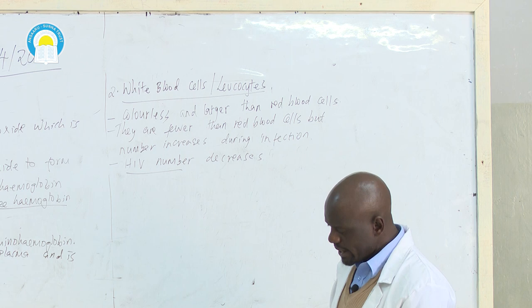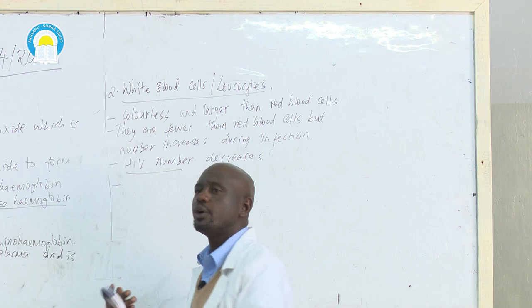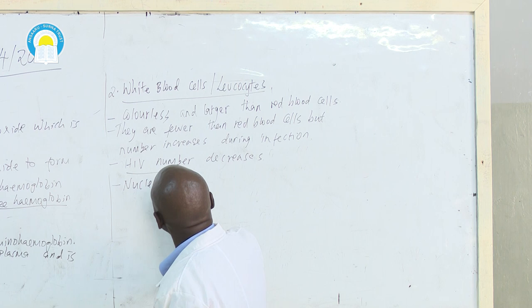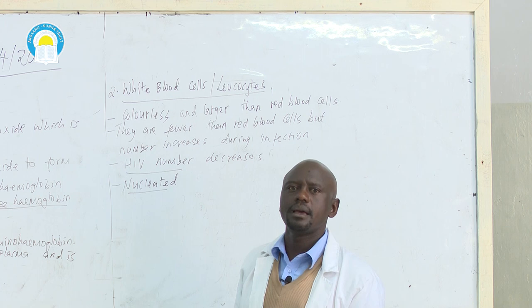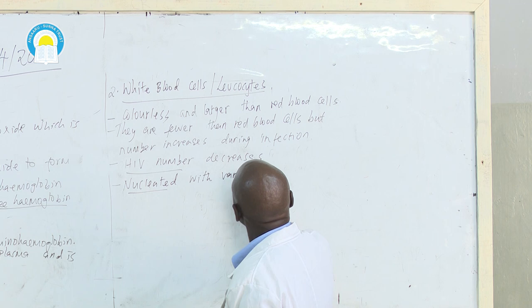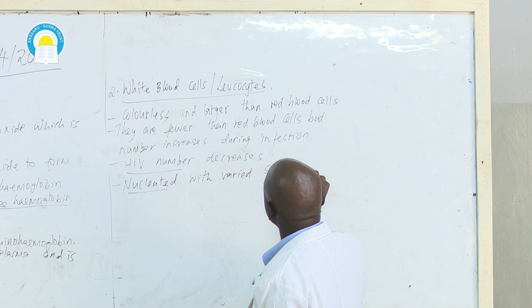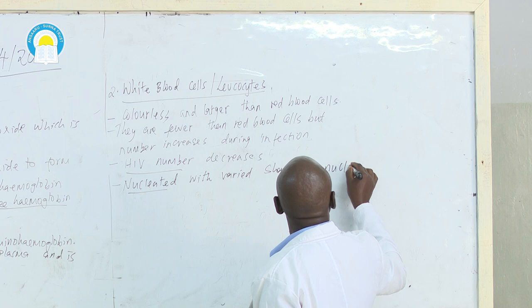So where are they formed? Okay, before we see where they are formed, do they have nuclei or not? Yes, they have nuclei. So we say that they are nucleated, meaning that they have nuclei, and the nuclei will have very many varied shapes. We are going to see those nuclei shortly.